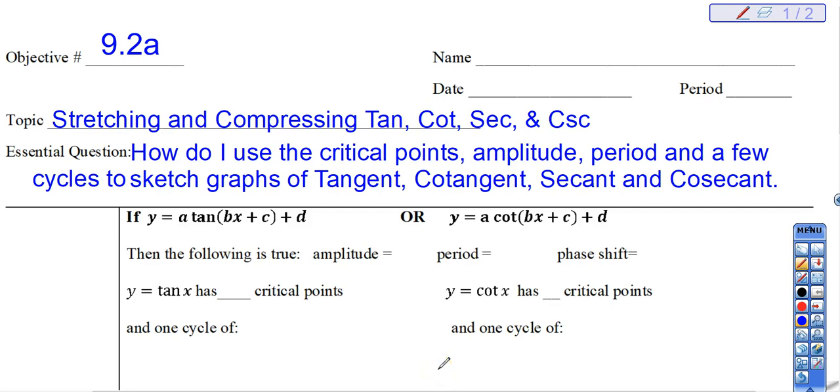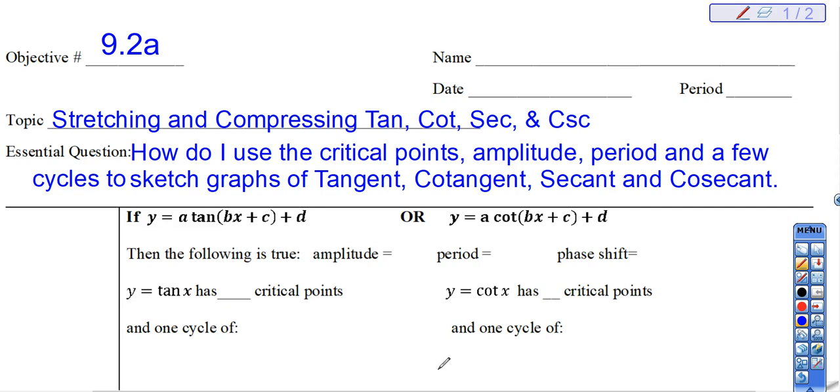Okay, so the second part of Unit 9's objectives is transforming the other four trig functions. 9.1 was all about sine and cosine. 9.2 is all about tangent, cotangent, secant, and cosecant. Today we're going to focus on tangent and cotangent.